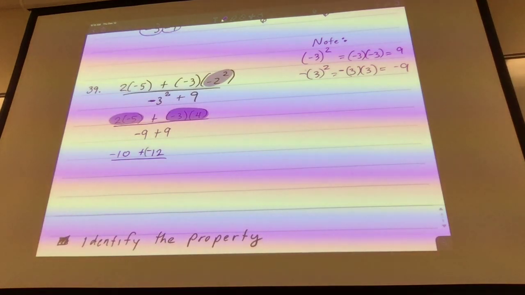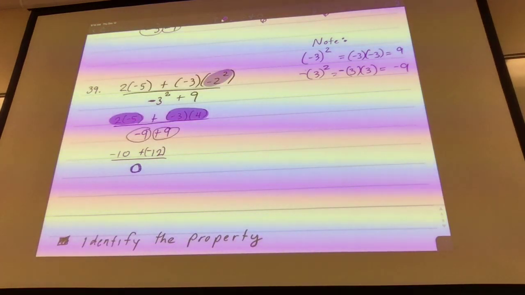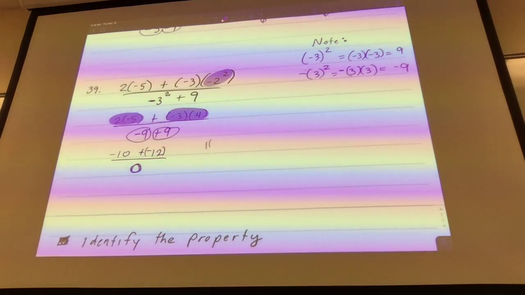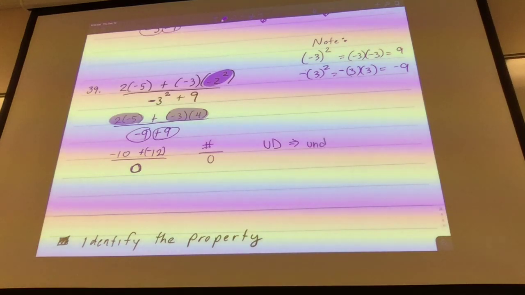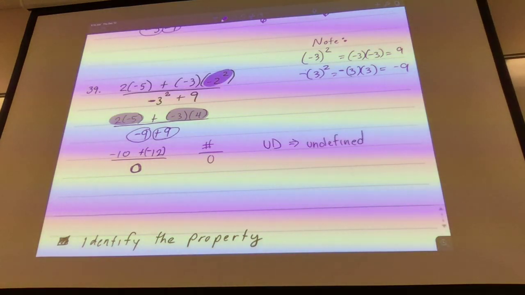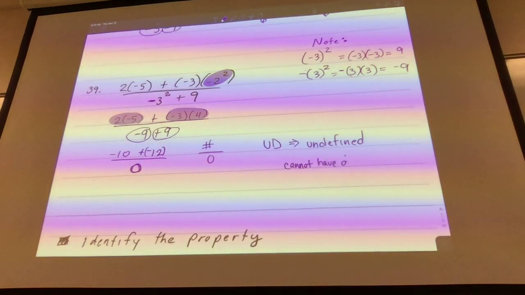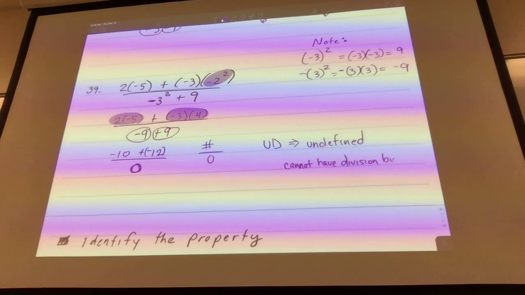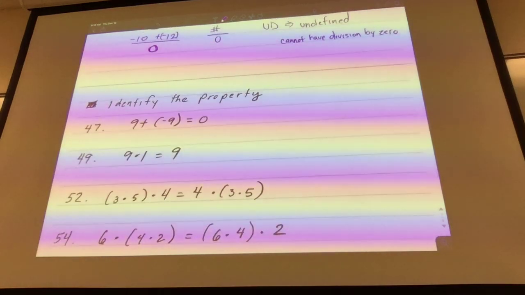It's okay if you do it, and if not, it's fine. But what happens on the bottom? You get 0, and in math, you cannot have a number divided by 0. This means it's undefined. Can't have division by 0.